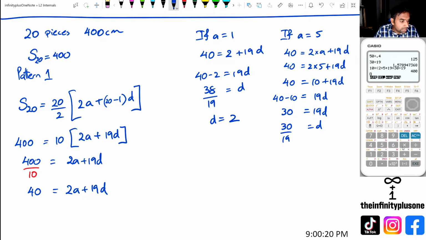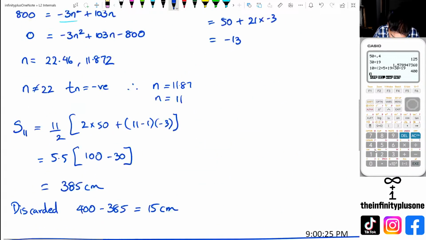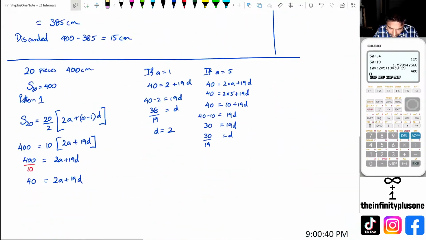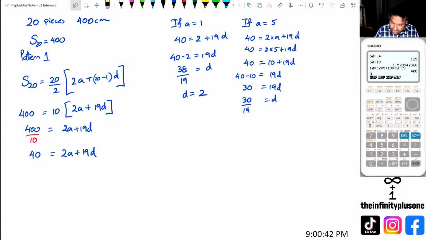So what you could do is compare the 2 different cases by asking for the longest piece. They don't really talk about the longest piece, but you could say that anyway if you want to. In the first situation, when A is equal to 1, if you work out T20, 1 plus (n minus 1) D, you get 1 plus 19 times 2, which is equal to 39 centimeters. So the longest piece is 39 centimeters.